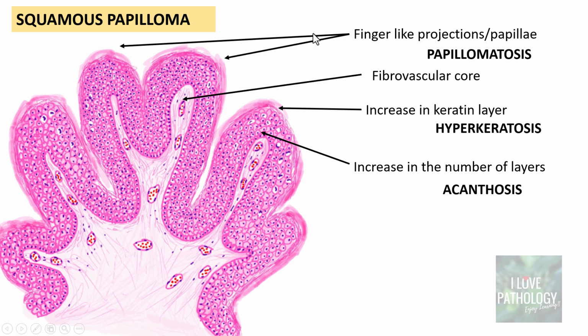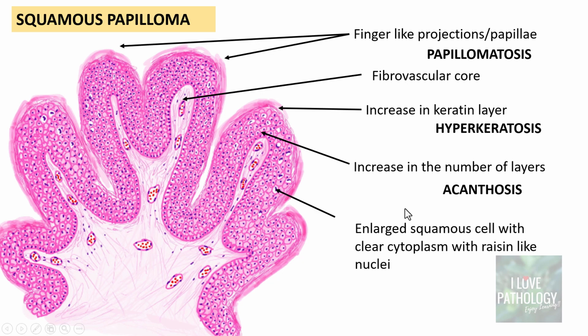So what are the features? You find papillomatosis, you find hyperkeratosis, you find acanthosis, and often you might find these important cells. These are enlarged squamous cells with a very clear cytoplasm and raisin-like nuclei. You see them in between the epithelial cells, and these cells are called koilocytes. They are pathognomonic of human papilloma virus infection.